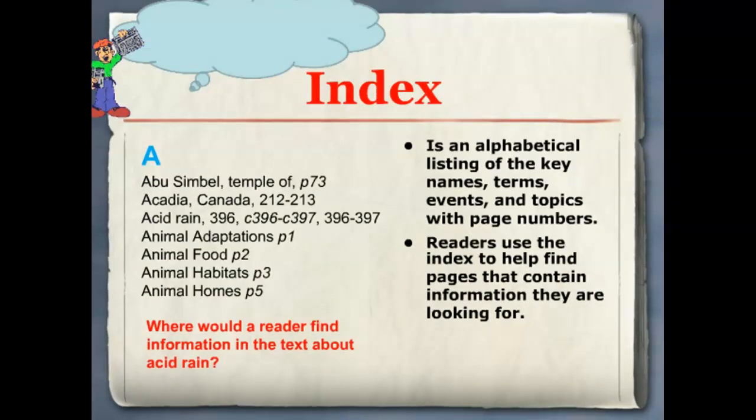Index is the next one. That is also located at the end of a textbook or a journal article. And this is basically a list of information that is alphabetized that really helps you find what page number something could be on. So very useful if you need one piece of information out of an entire textbook. You don't have to read the whole thing. You just go to the index and look at what you're looking for and go from there.